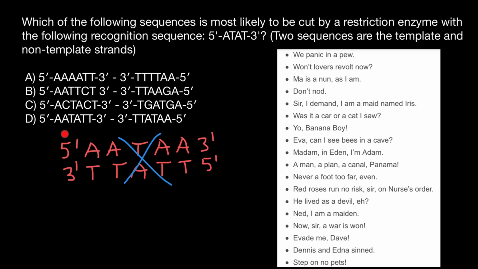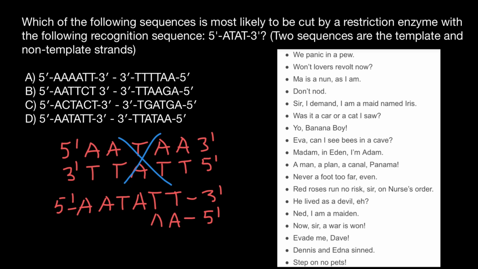Out of these four variants, we have one sequence that is palindromic, and this is sequence D. Let me write it down one more time. We have 5' end, and then A, A, T, T, and 3' end. And the complementary strand of the double-stranded DNA is going to be 5' end here, then A, A, T, T, and 3' end. Now let's check if this is a palindromic sequence or not.